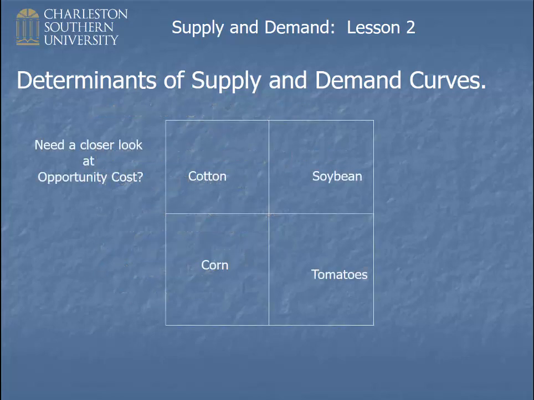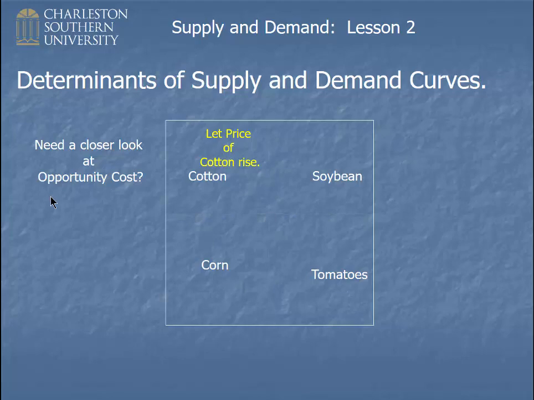Okay, so here's a closer look at opportunity cost. Imagine this is a farm and it has 4 fields. So this is Farmer Brown's farm, and she plants cotton, soybean, corn, and tomatoes. But let's suppose that something happens to the price of cotton. Imagine that the price of cotton goes up, and it's not just a temporary thing, that everybody understands that the price of cotton is going to be higher for several planting seasons. What might Farmer Brown do?